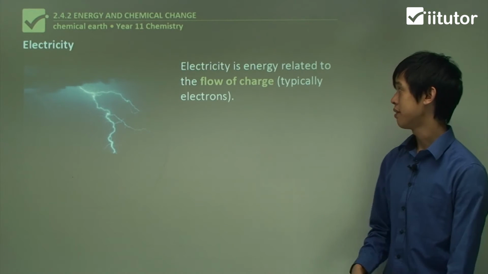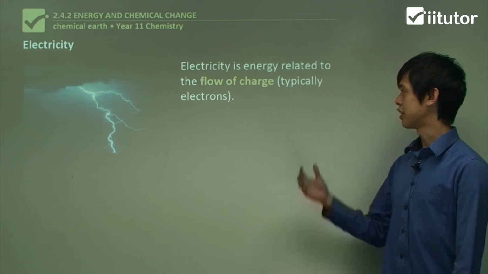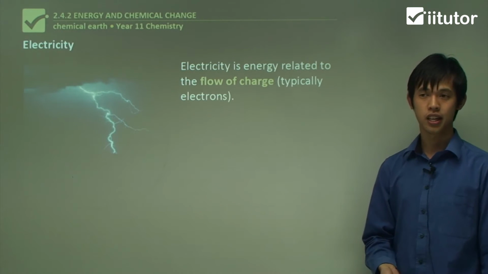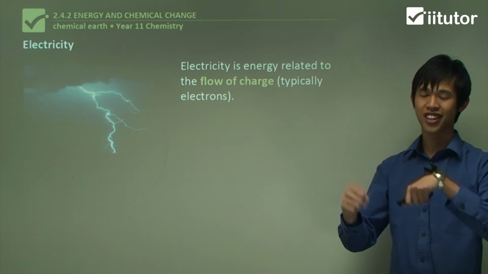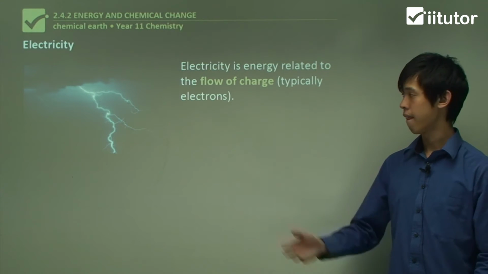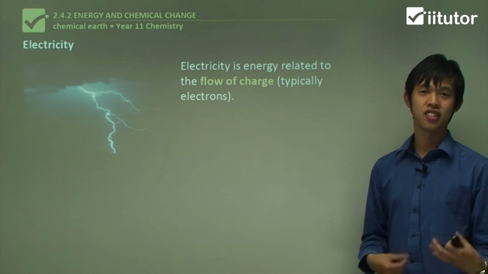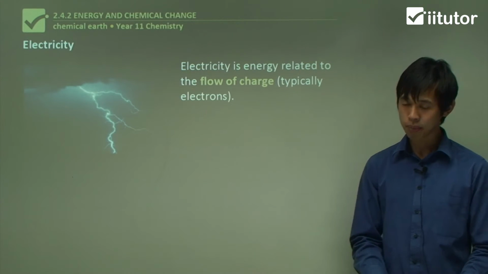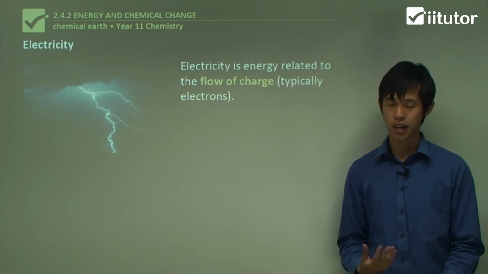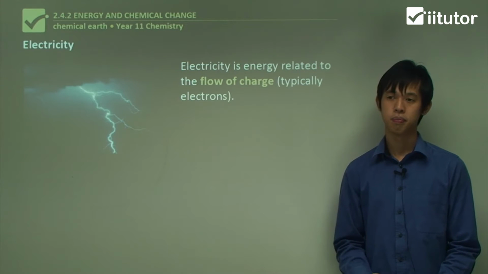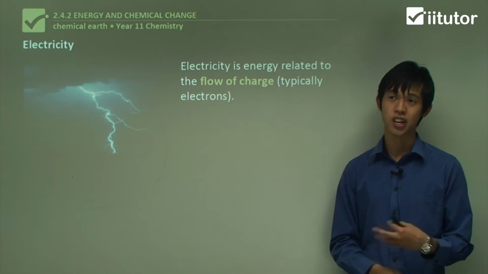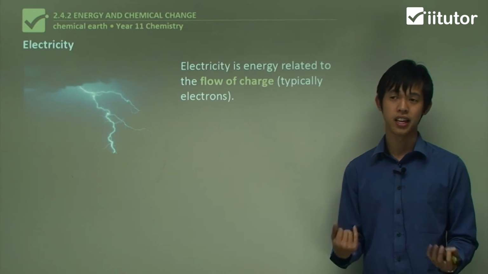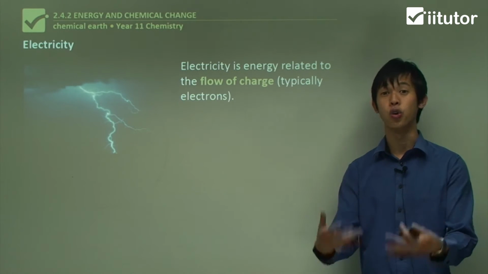Lastly, there's electricity. So electricity is the energy related to the flow of charge. Okay, so when we have charges flowing, there's an energy associated with that, and that's what we call electricity. And typically that flow of charge is through the flow of electrons, but sometimes it can be the flow of other charges as well. Positive ions or negative ions as well. So don't be too concerned about what the charges are. Just be aware that electricity is about the flow of charge.